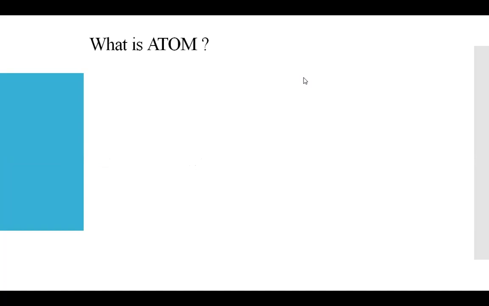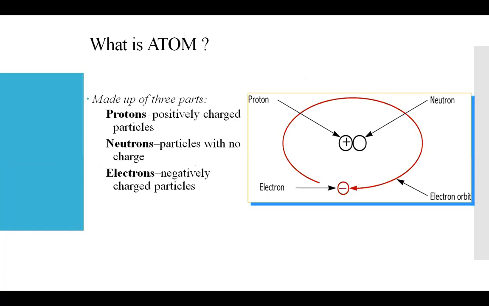the first parameter is what is the atom. You can see the diagram, and you can see there are 3 parts of this atom. One is the positively charged particle, the particle with no charge, and the negatively charged particle. This is the orbit in which the electrons move. The positively charged particles at the center of the atom we call the protons, the neutrons are the particles with no charge, and the last one is the electron, the negatively charged particle which is moving around this orbit.